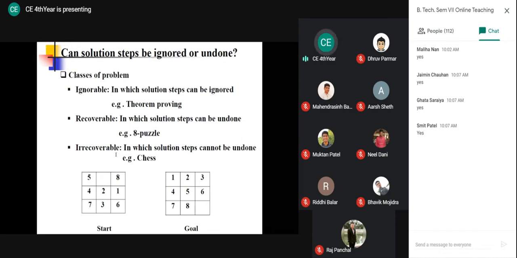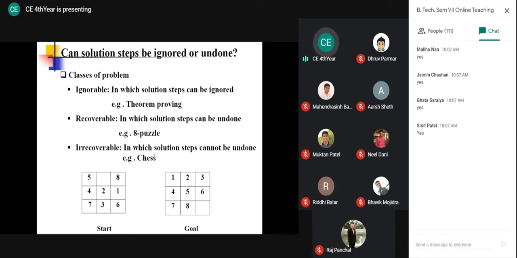Now, the third example that we have discussed is irrecoverable, in which the solution step cannot be undone. In that, I explained the chess example. Suppose a chess playing program makes a stupid move and realizes it later. In this case, once the stupid move is done, we can't start again or backtrack. In the case of chess, all it can do is try to make the best use of the current situation and go on. That's why you can say that in chess the solution step cannot be undone.